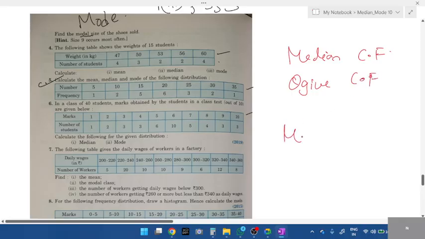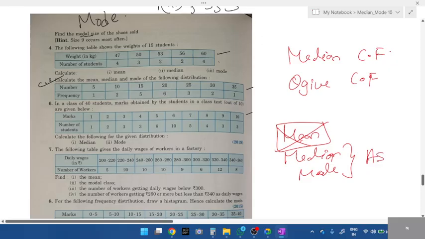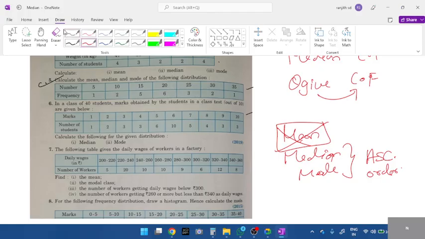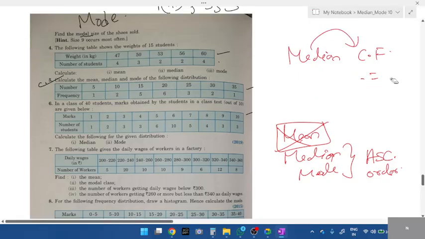Fine. Whether it is mean, median, or mode, students. For mean, it is not a problem. Mean is fine. For median and mode, it has to be arranged in ascending order. The value has to be arranged in what? Ascending order. These are the rules you have to remember. Median, find cumulative frequency. Even for ogive graph, find cumulative frequency. And for all these questions, the xi value should be continuous, not discontinuous. It should be a continuous value.